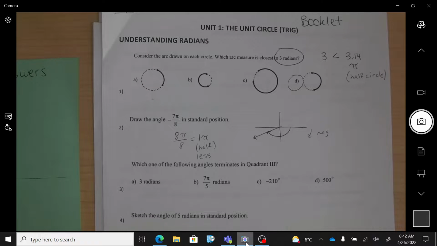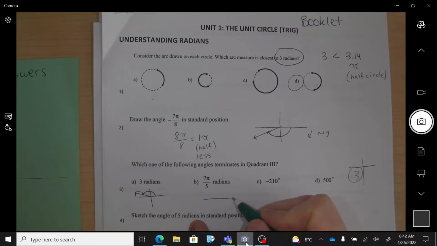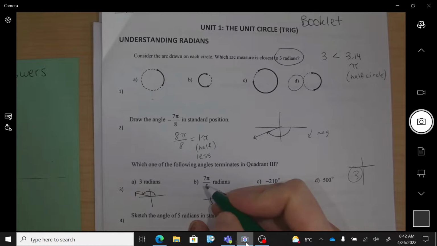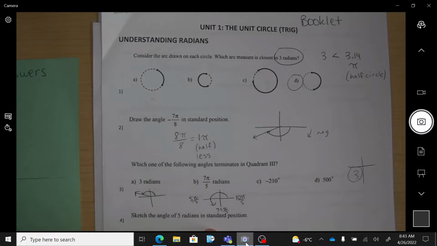Okay, number 3, which terminates in quadrant 3, so 1, 2, 3. Okay, so 3 radians would be less than a half circle. 7 pi over 5, that one would, because this would be 5 pi over 5. This would be 10 pi over 5. So this would be, I guess, 7.5 pi over 5 right there.